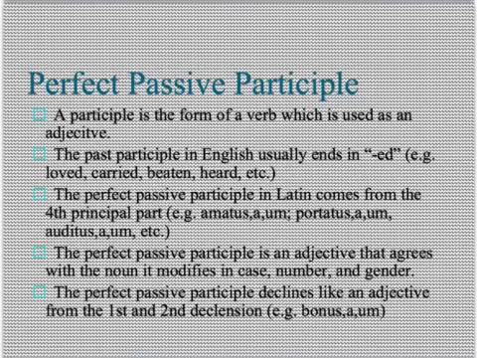So, the perfect passive participle. A participle is a form of a verb which is used as an adjective. So a participle is an adjective. When we translate this in English, the participle usually ends in ed, like loved, carried, beaten, or heard. The perfect passive participle in Latin comes from the fourth principal part. So that would be amatus, a, um, or portatus, or auditus. The perfect passive participle is an adjective, so it must agree with the noun it modifies in case, number, and gender. It declines like an adjective from the first and second declension, like bonus, a, um.